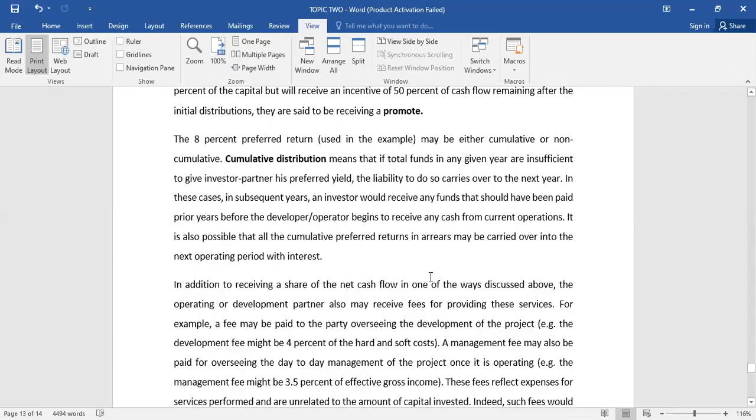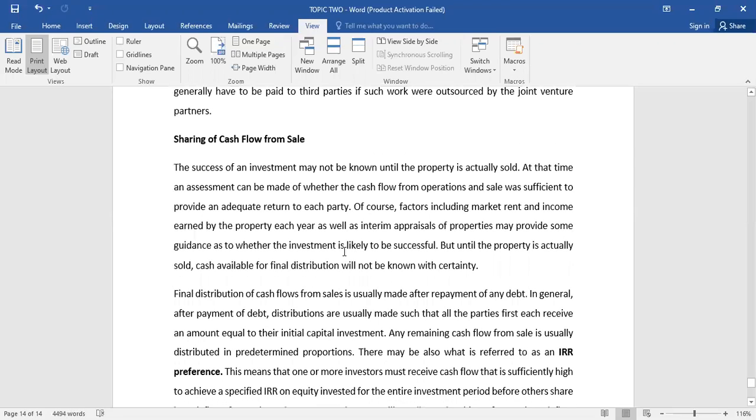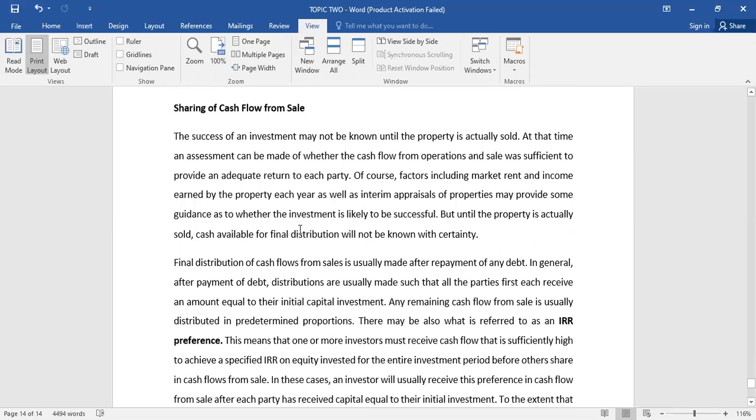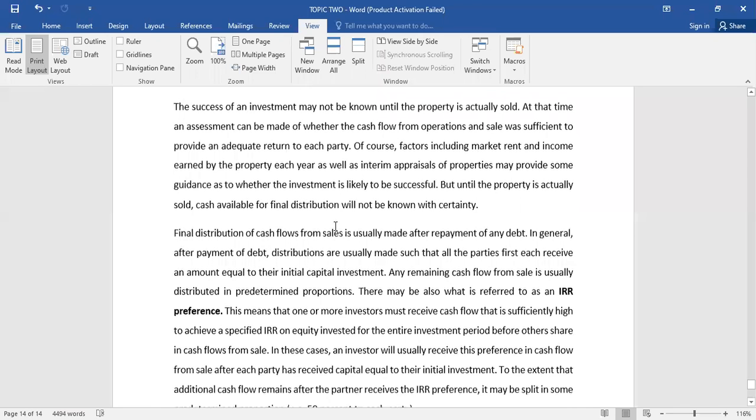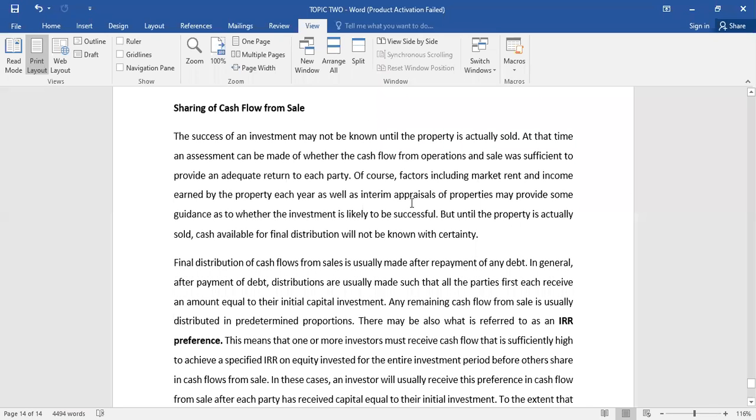So let me leave that as the hypothesis. So we come to the sharing of the cash flow. You can read, it is in the notes. And I'm saying this because of the time. We are about to be closed out. So the sharing of the cash flow from sale.